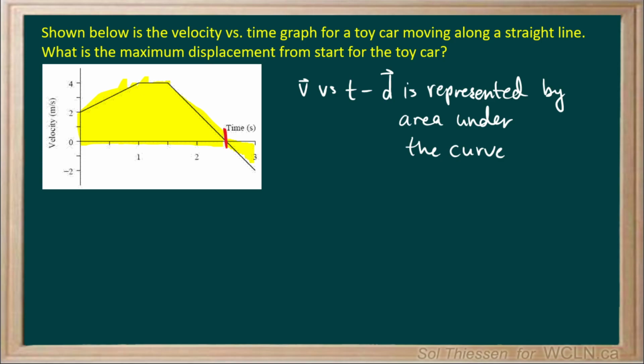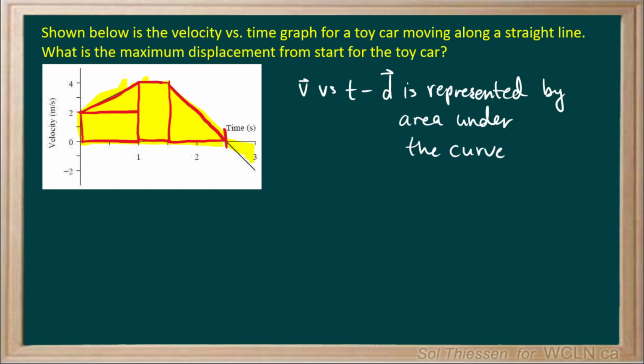Now to find the displacement at this point, all we need to do is calculate the area, or should I say areas, of some simple shapes. So we've got a couple rectangles and a couple triangles. So if we calculate all of these areas and add them up, we will get the displacement of the toy car up to 2.5 seconds.